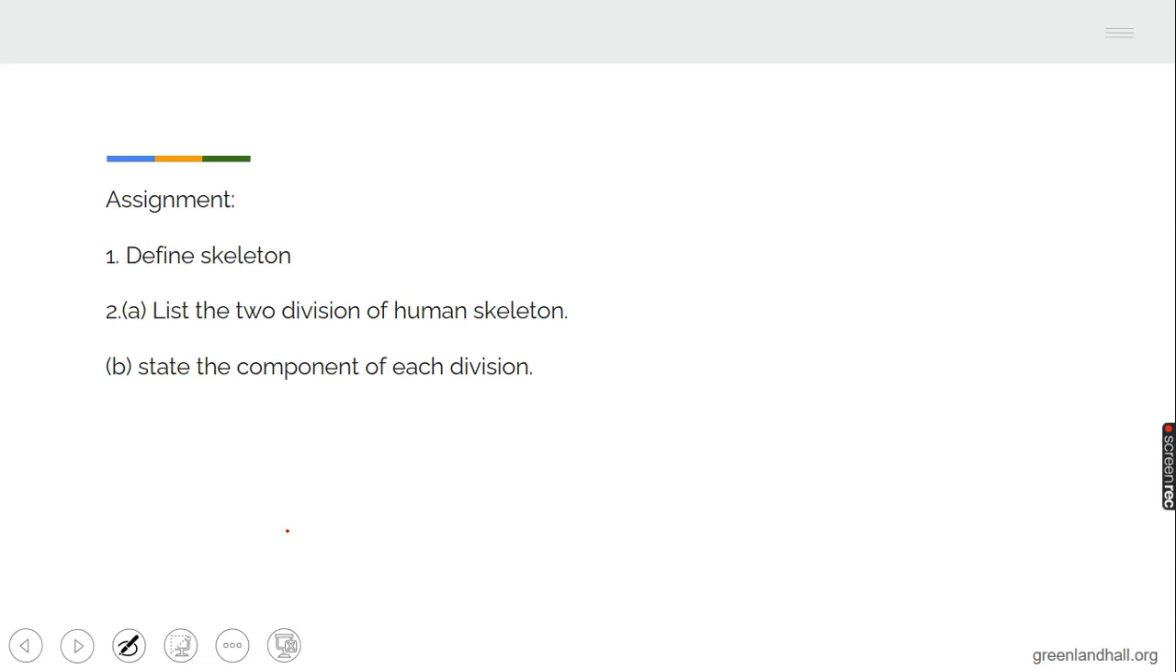Then our assignment: number 1, define the skeleton. Number 2, list two divisions of the human skeleton. Number 3, state the components of each division.